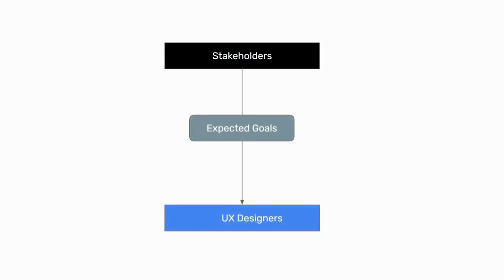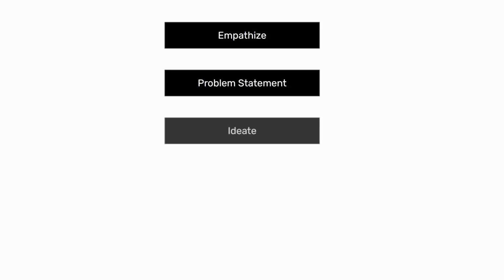Now, after that, the stakeholders will state their expected goals for the project. After the stakeholders present a problem and state their expected goals to us, the next stage of our workflow will be for us, the UX designers, to empathize with the users. Now, after we empathize with the users facing the problem, we are going to create what we call a problem statement. And after creating this problem statement, the next stage of our workflow will be the stage where we will have to come up with ideas that can be the best business solutions to the problems highlighted in the problem statement.